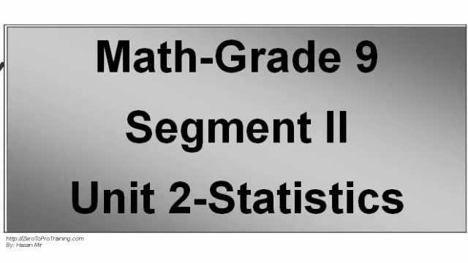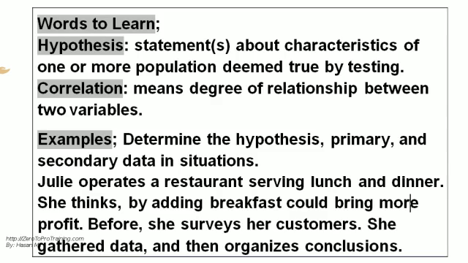Math Grade 9, Segment 2, Unit 2, Statistics begins. Words to learn: Hypothesis, statements about characteristics of one or more populations deemed true by testing. Correlation means the degree of relationship of two variables. Continued examples: determine the hypothesis, primary and secondary data in situations where one needs to assure while planning.